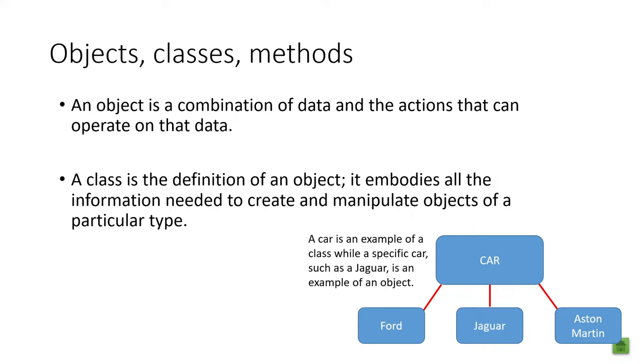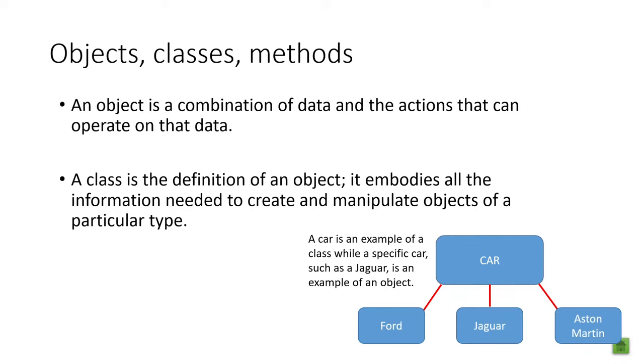So an object is a combination of data and the actions that can operate on that data. Okay, so classes have attributes and they have methods. Say that again: classes have attributes and they have methods. Attributes are basically variables and methods are procedures. And when you create an object from a class, you inherit all the attributes and all of the methods. A class is the definition of an object, so it embodies all the information needed to create and manipulate objects of a particular type.